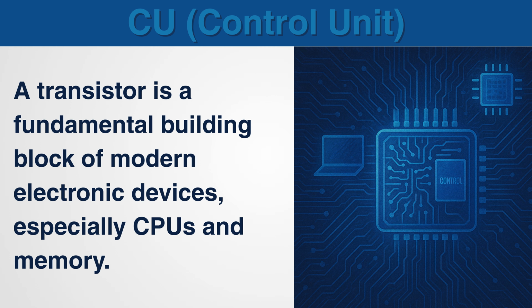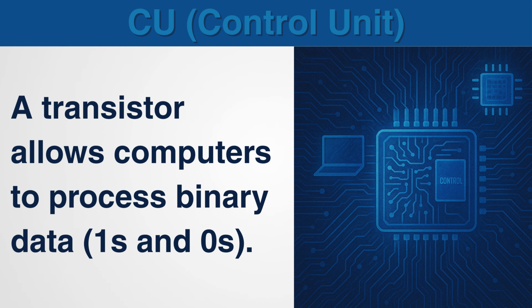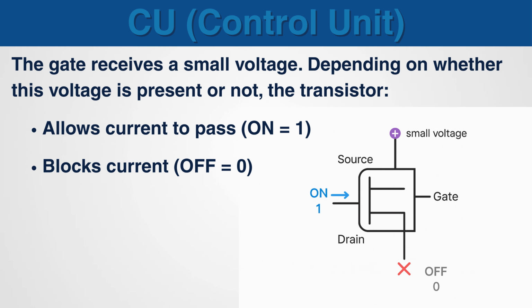Now, a transistor is the fundamental building block of modern electronic devices, especially in CPUs and memory. At its core, a transistor is a tiny electronic switch that can turn on or off to control the flow of electrical current. It allows computers to process binary data, ones and zeros, which is, of course, the basis of all digital computing. A transistor has three main parts: source, drain, and gate. The source is where the current comes from, the drain is where the current goes, and the gate controls whether the current flows. The gate receives a small voltage.